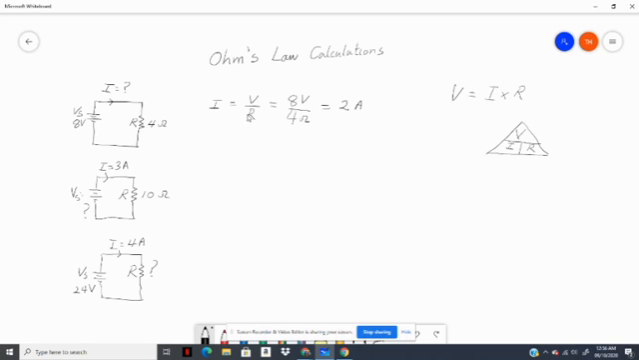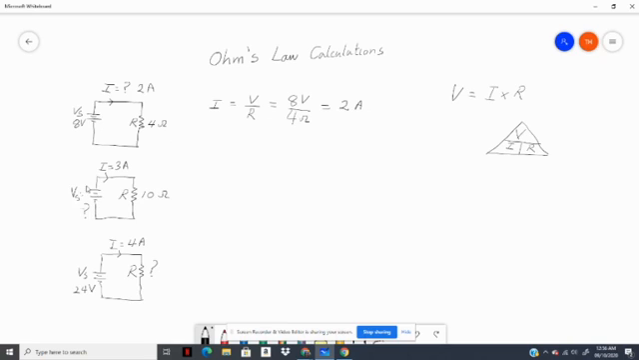So we have a voltage of 8 volts, resistance of 4 ohms, so we divide 8 divided by 4 gives 2, and the unit is amperes. So the current in the circuit is 2 amperes. So the current here is 2 amps. So that's the solution for the first circuit.